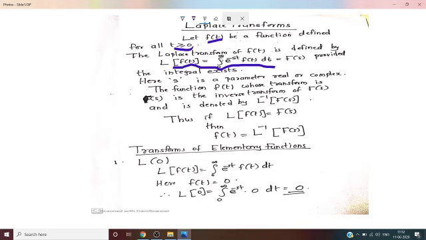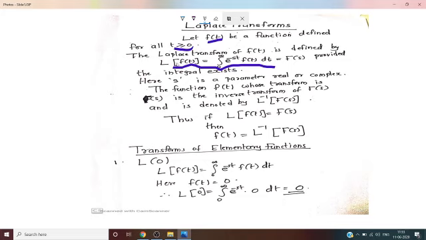What is the Laplace transform of f of t? L of f of t equal to integral 0 to infinity e raised to minus st f of t dt. That is equal to capital F of s, provided the integral exists. In Laplace transform, original functions are denoted by lowercase letters and their transforms are denoted by capital letters.